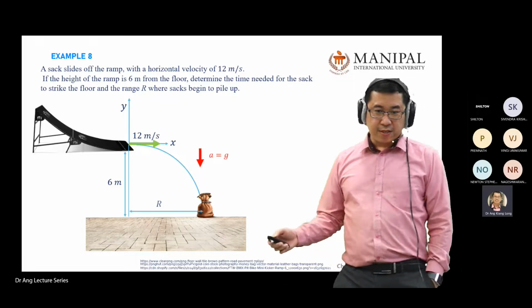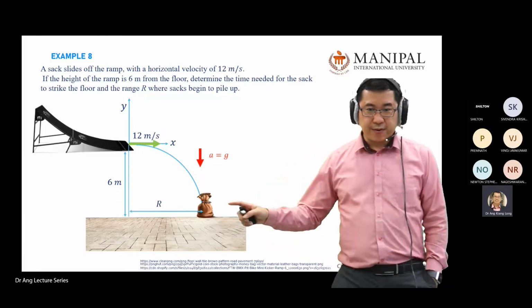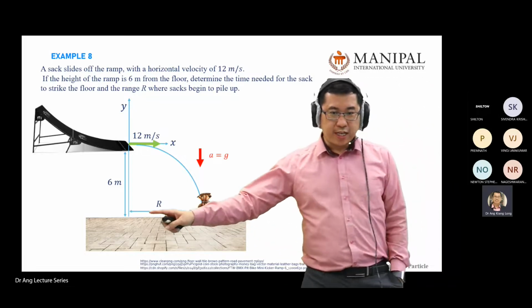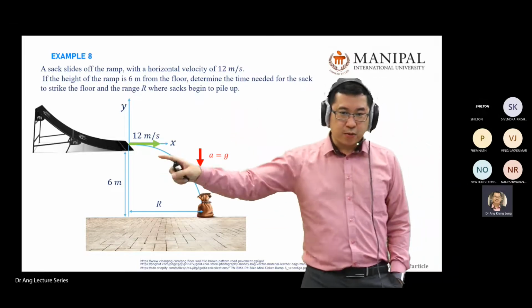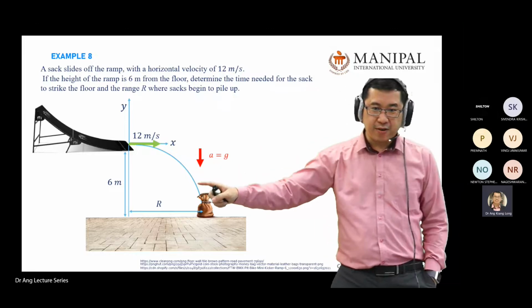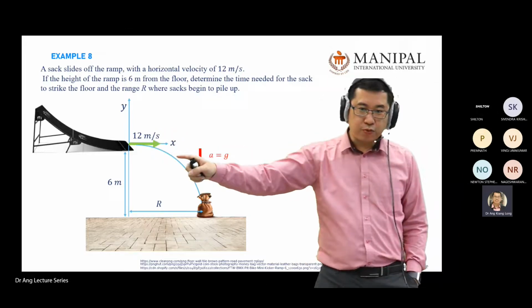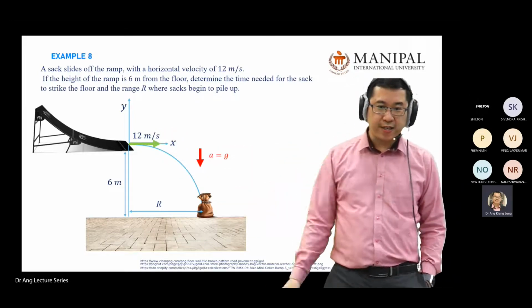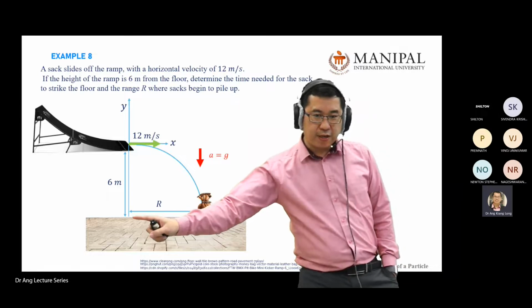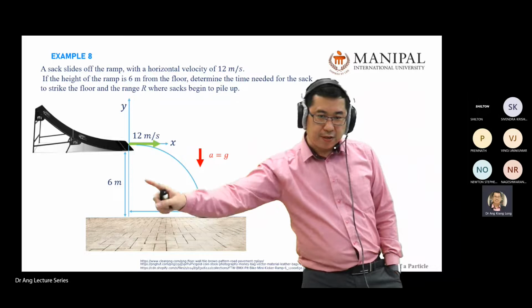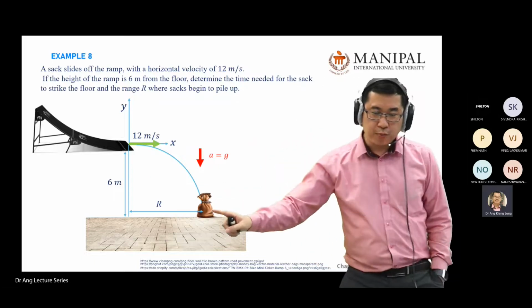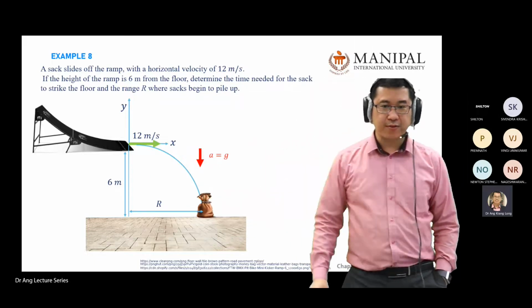Next, this is the R. What is the R that you need to find? This one will do projectile motion. When it slides, it will go like this and then land here. So you need to find the distance from this location to the position where it hits the ground.